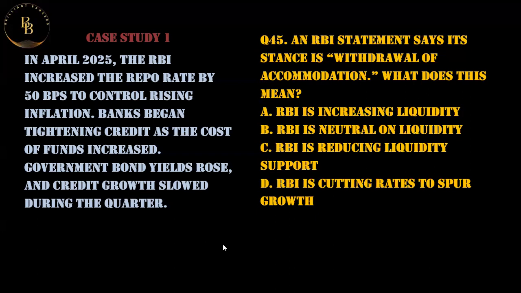Withdrawal of accommodation means the RBI intends to tighten liquidity and maintain higher rates. So RBI is reducing the liquidity support. In this condition, RBI intends to tighten the liquidity and maintain higher rates.